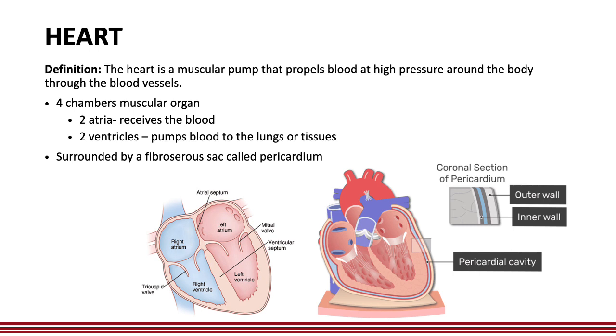At the core of the circulatory system is the heart, which, as mentioned, is a muscular pump that propels blood at high pressure around the body throughout the blood vessels. The heart is a four-chambered muscular organ composed of two atria that serve to receive blood from the systemic circulation and from the pulmonary circulation, and two ventricles, which pump blood to the lungs and to the peripheral organs.